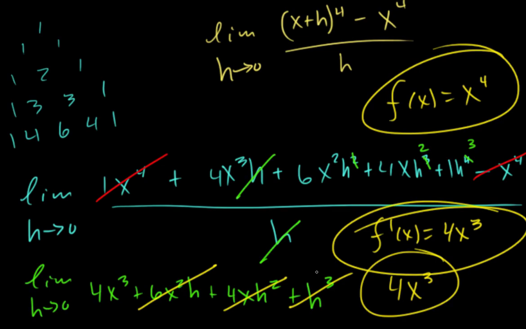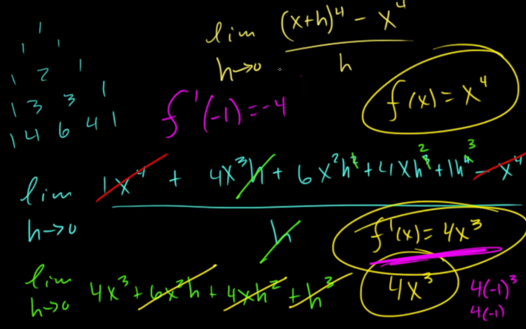Okay, now it wants us to find f prime of negative 1. So all that means is take this derivative function, plug in negative 1 for the x. So we get 4 times negative 1 cubed. Negative 1 cubed is negative 1. Negative 1 times 4 is negative 4. So that would be the gradient of the tangent line at the point x equals negative 1.